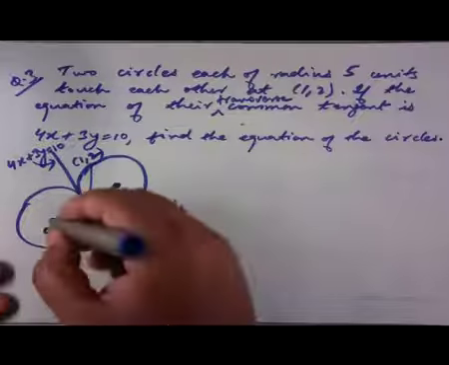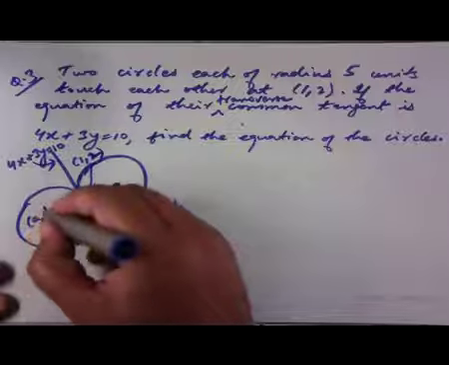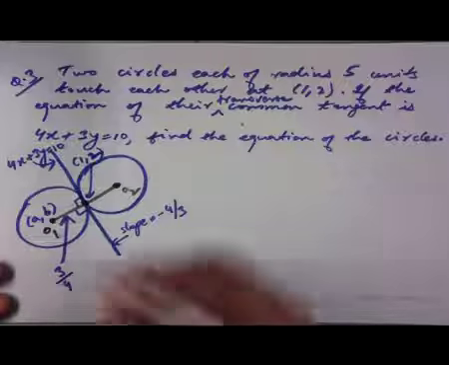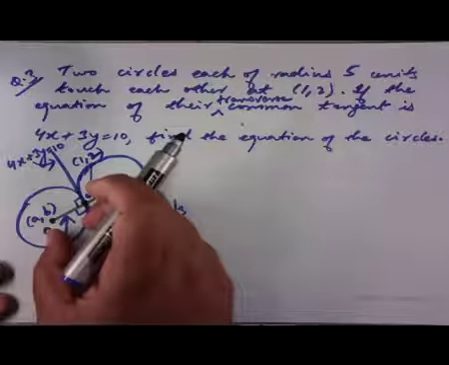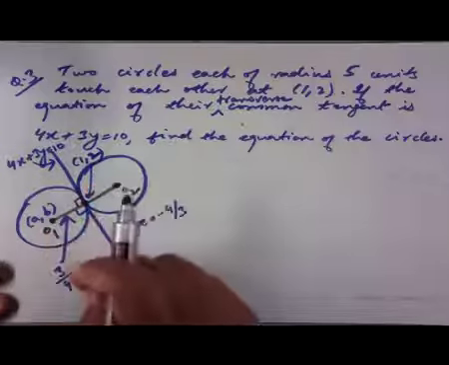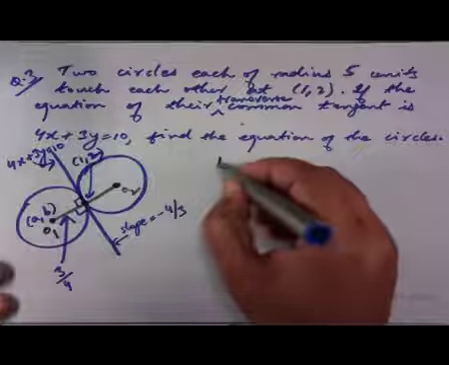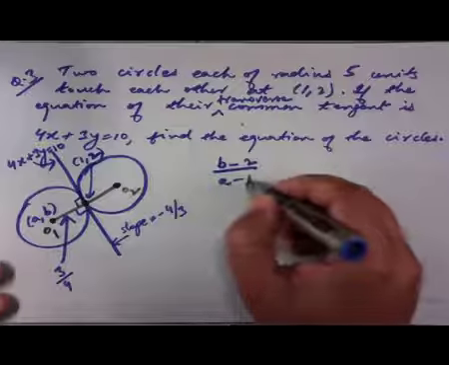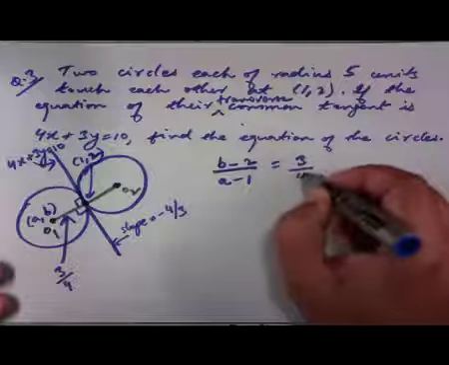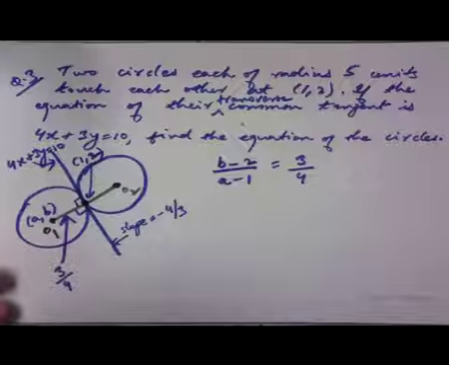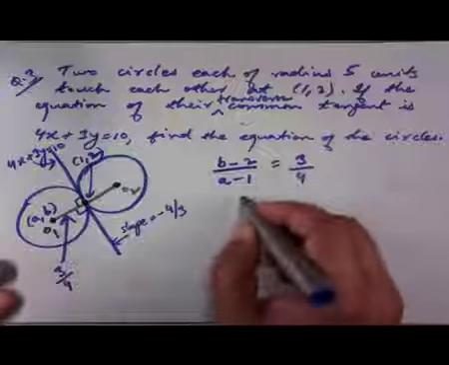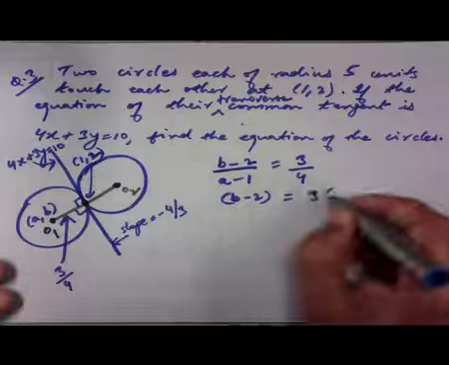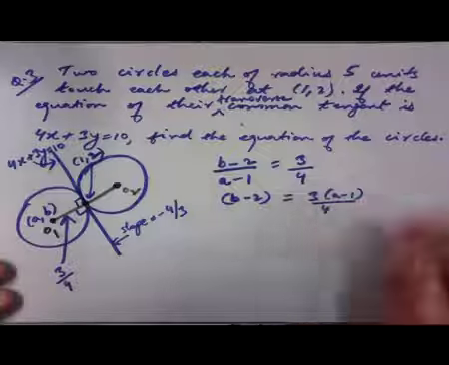Now let us say that the coordinates of the center of the first circle are (a, b). Since the slope of this line segment is 3 by 4, it follows that (b minus 2) divided by (a minus 1) equals 3 by 4. So, from here we can say that b minus 2 is 3 by 4 times (a minus 1).